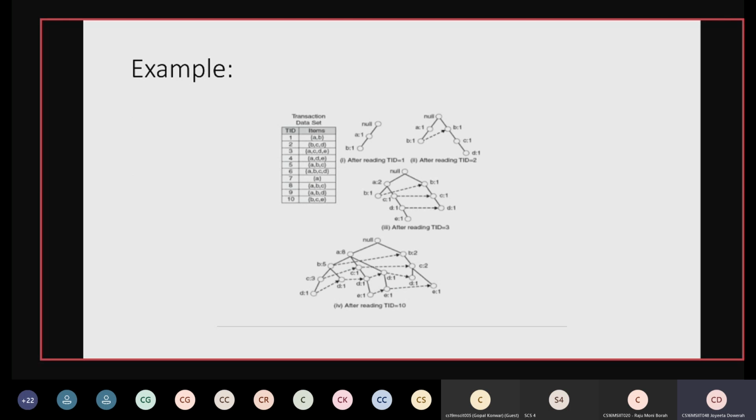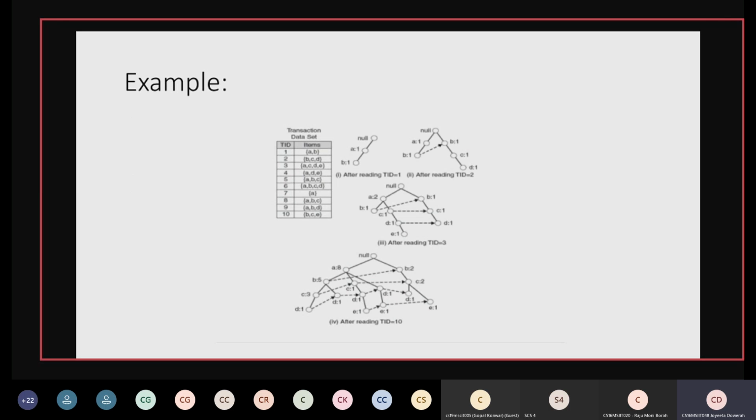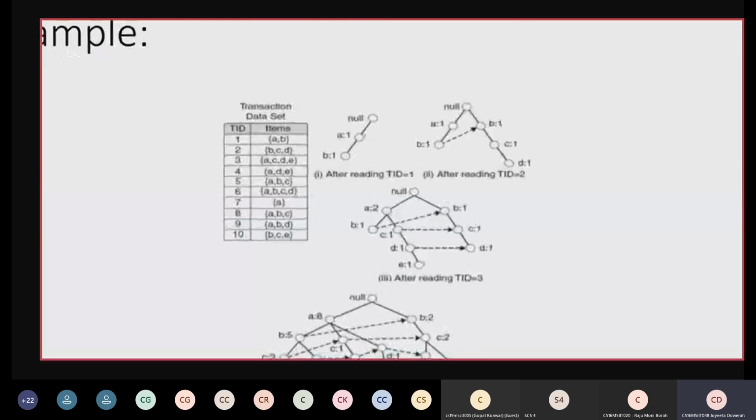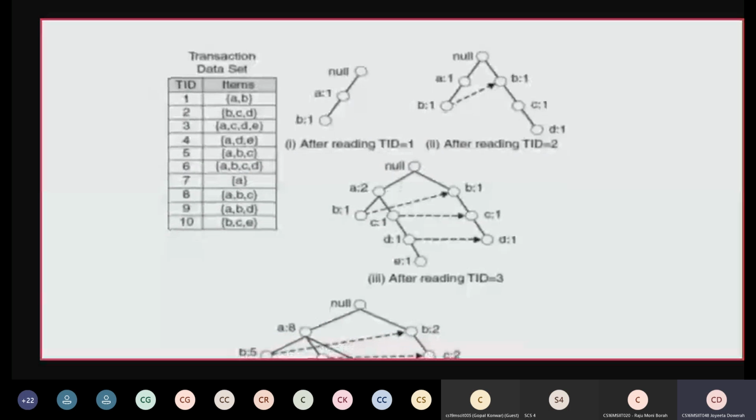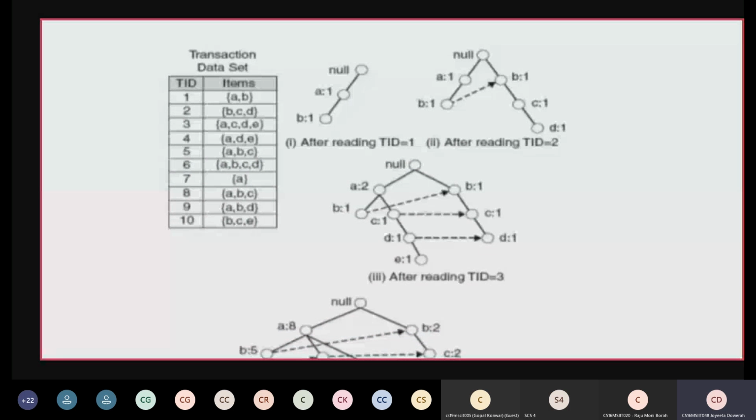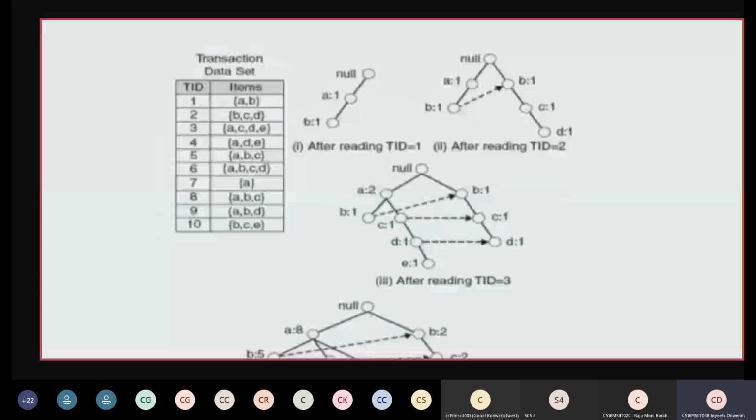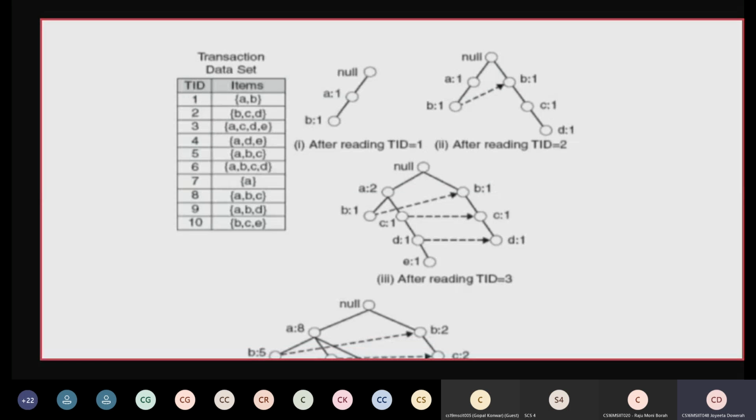So here is an example. Here is a transaction data set containing the transaction ID and items. In transaction ID 1, we can see items like A and B. On the right side in the diagram, we can see that it starts from null, which is the root node. From null, it goes to A, and A is given 1 as it has occurred one time in transaction ID 1. After that, it goes to B.